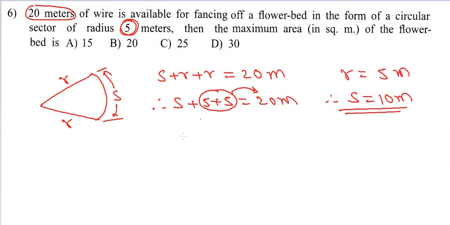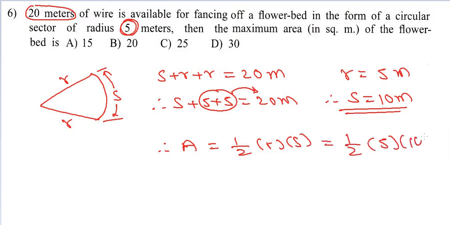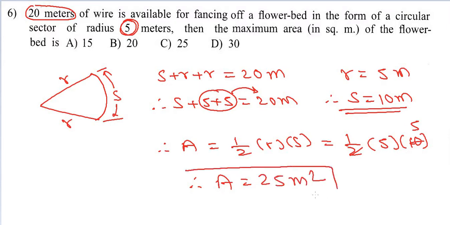We need to find the area of the sector. We have got a formula for area of a sector, equal to half into R into S, that is equal to half into R 5 meter into S 10 meter, and therefore finally we get area is equal to 25 meter square. So area of the sector is equal to 25 meter square. So correct option is option C.